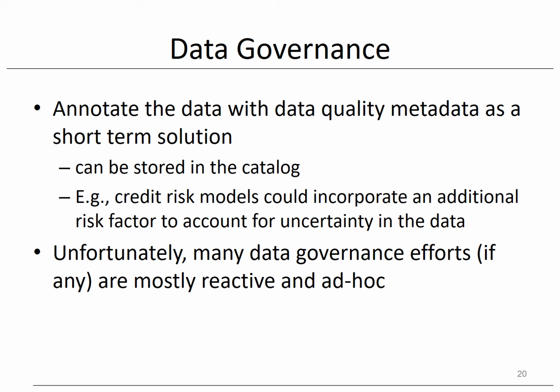For example, credit risk models could incorporate an additional risk factor to account for uncertainty in the data derived from data quality metadata. Unfortunately, many companies still ignore data quality problems because of a lack of perceived added value. Hence, many data governance efforts, if any, are mostly reactive and ad hoc, only addressing the data quality issues as they occur.